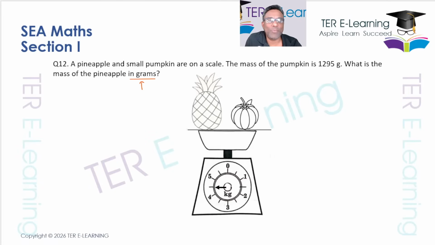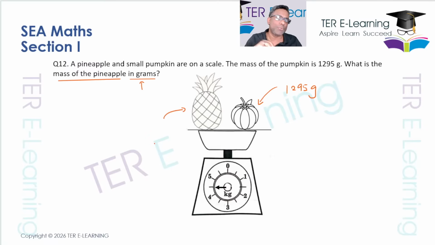So some people are saying 4,500, some people are saying 3,205. So let's see which one is correct. First of all, the mass of the pumpkin. This one here looks like the pumpkin. So this here is 1295 grams. That's the mass of the pumpkin. Now the question wants you to work out the mass of the pineapple. That's this fella here. I'm sure you guys know what a pineapple looks like.